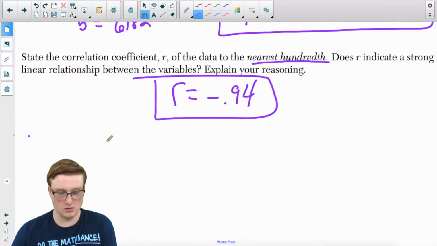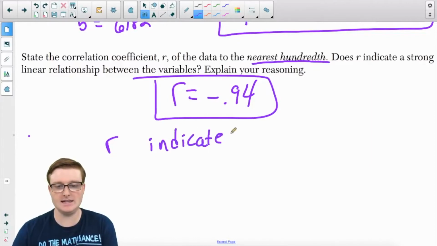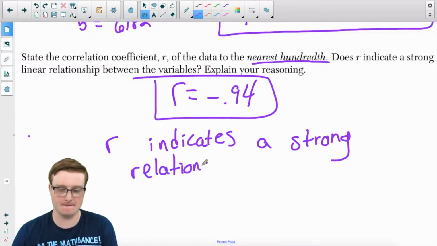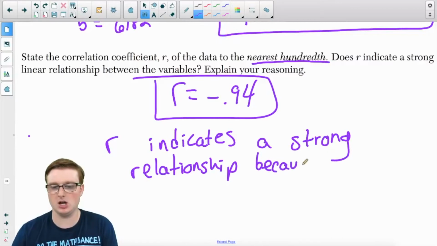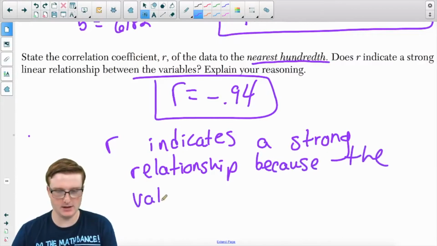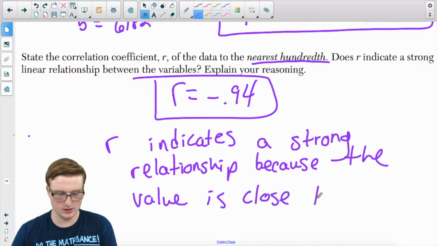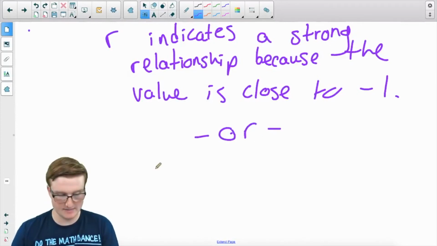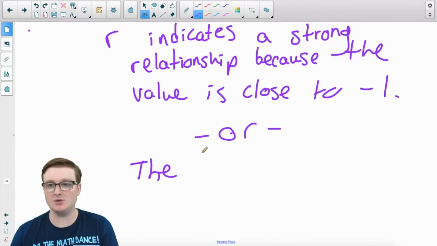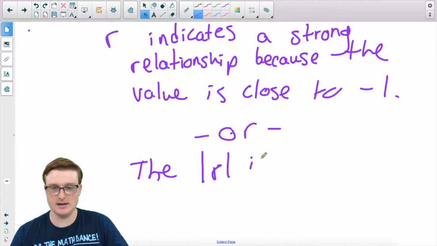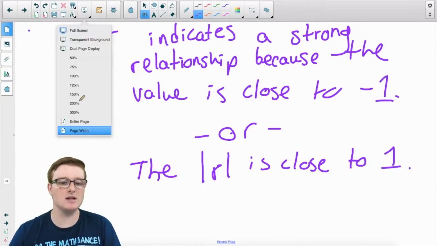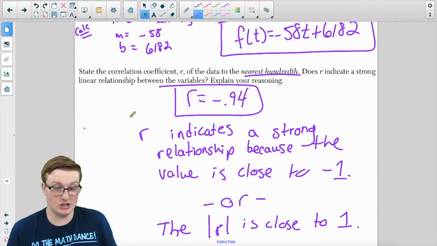And then you've got to explain it. So R indicates a strong relationship because the value is close to negative 1. Or you could say that the absolute value of R is close to 1. Either one of those answers would be wonderfully acceptable on the Regents exam. All right. And that is how you do that question.